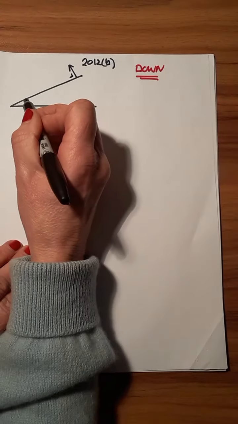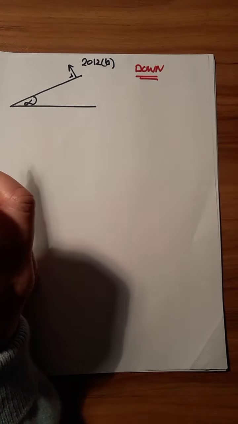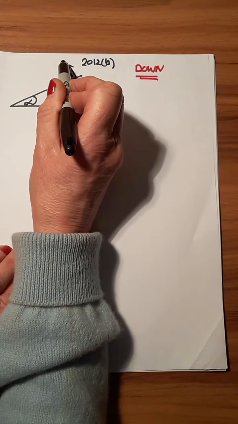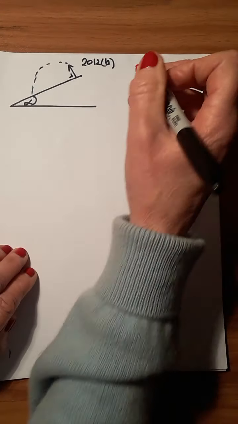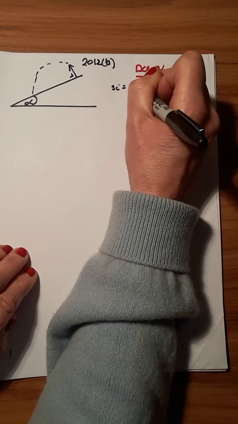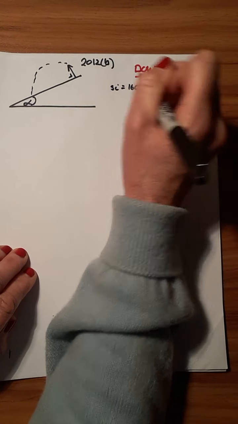The plane is inclined at an alpha to the horizontal. The plane of projection is vertical, and so on. The particle strikes the plane at Q. Okay, so it comes down here. The range of the particle on the inclined plane is 1600 root 3 over g. Okay, so the Si is 1600 root 3 over g.